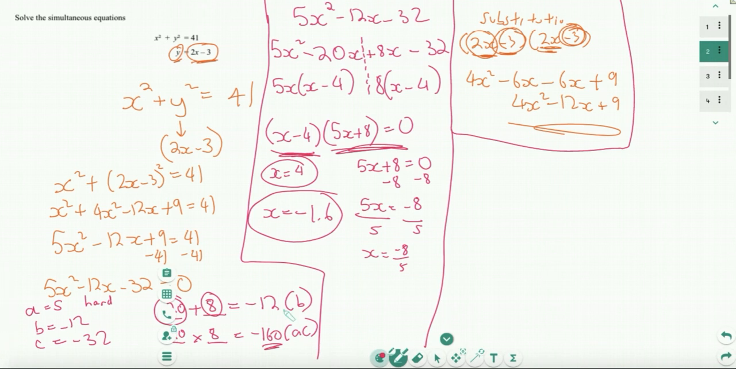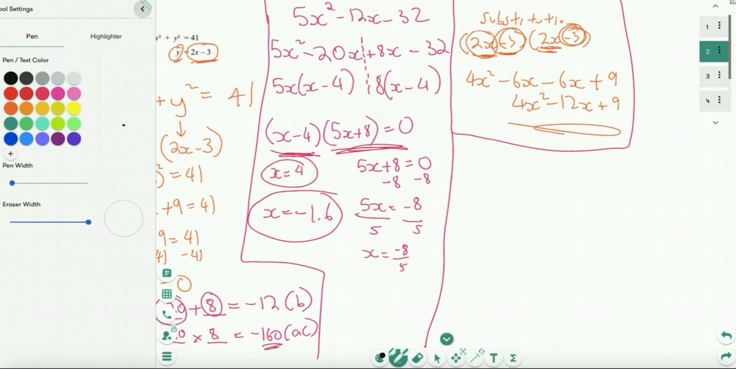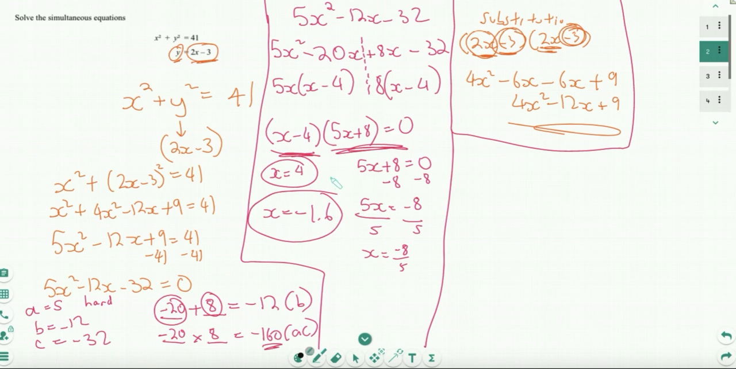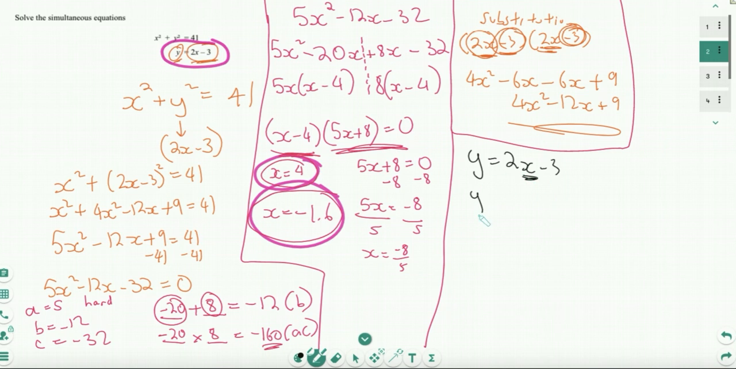Now, how do we find our values for y? Pretty straightforward. We're going to plug our x values back into either of these equations. I like to always put it into the linear graph because it's much easier. So y equals 2x minus 3. We'll replace x with 4. So y is equal to 2 times 4 minus 3. 2 times 4 is 8, minus 3 is 5. So our first answer is when x equals 4, y equals 5.